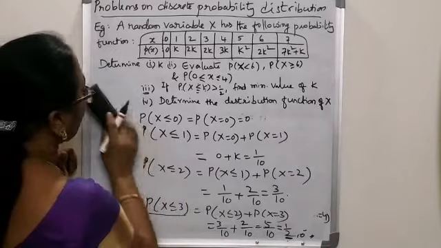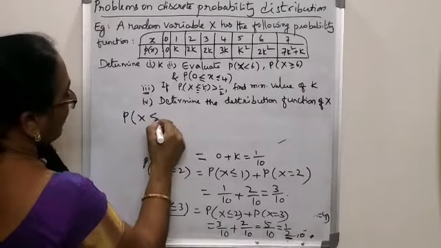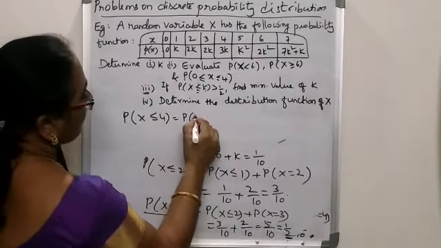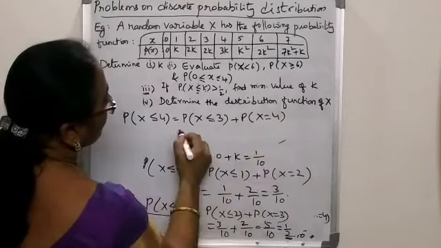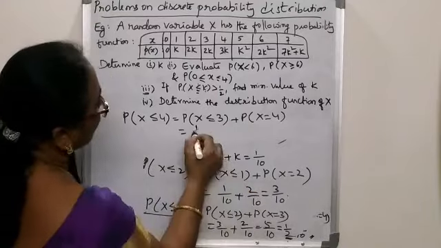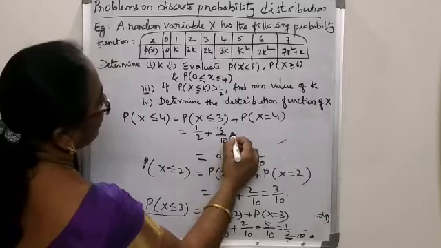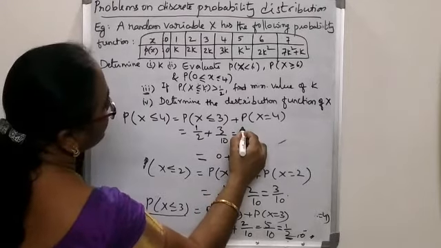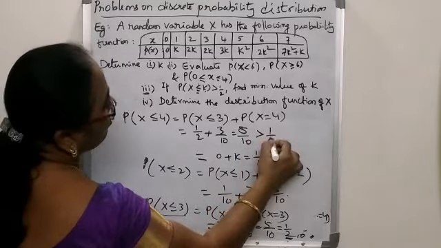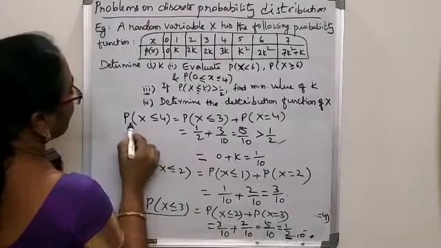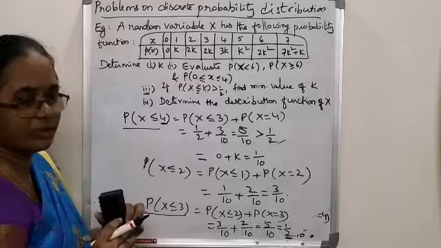So let us now calculate the other function value, which is P of x less than or equal to 4. It is given by P of x less than or equal to 3 plus P of x equal to 4. P of x less than or equal to 3 is given by 1 by 2. P of x equal to 4 is given by 3 by 10, which is 5 plus 3, it is 8 by 10, which is more than the value 1 by 2. Therefore, for the probability to be more than 1 by 2, the minimum value of k must be 4.